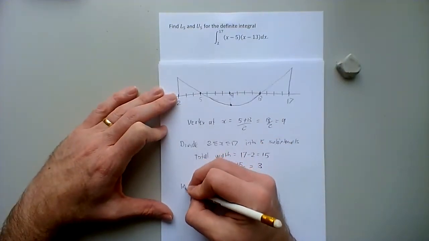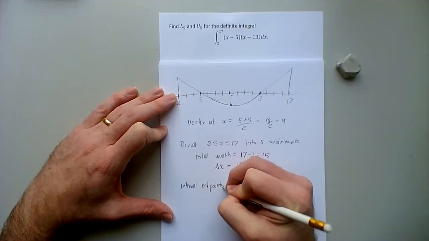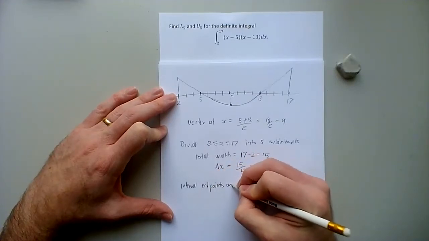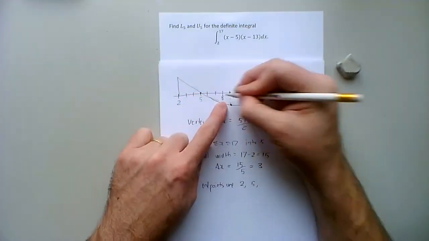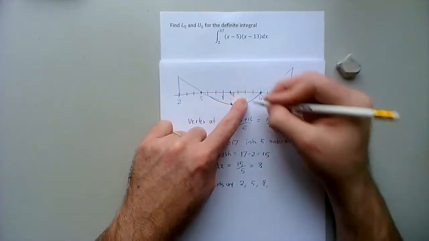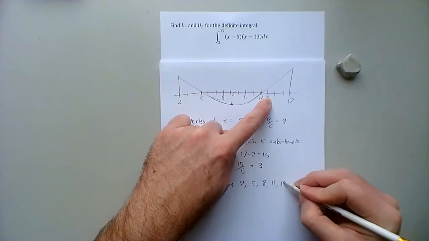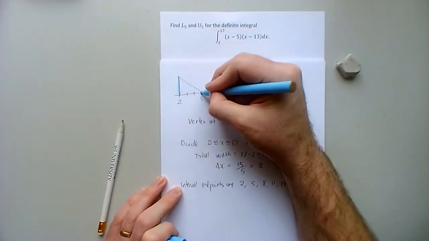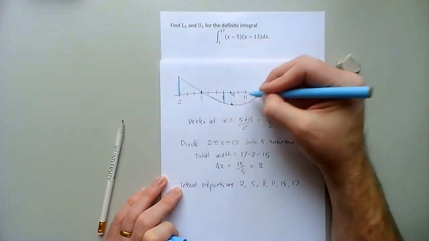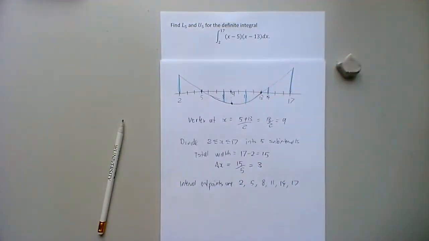So interval endpoints are 2 and then 5, and then another 3 would be 8, and then another 3 would be 11, and then another 3 would be 14, and then another 3 would be 17, and that's the end. Okay, I'm just going to actually draw them in properly.